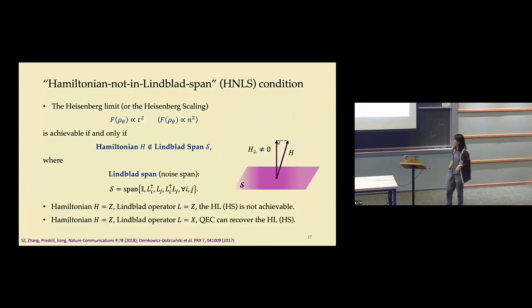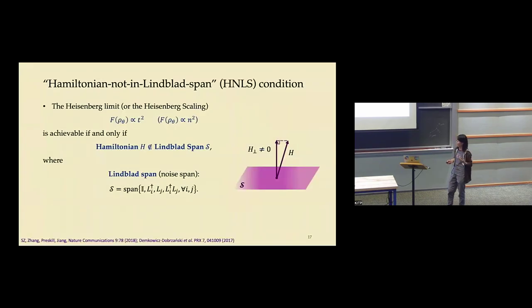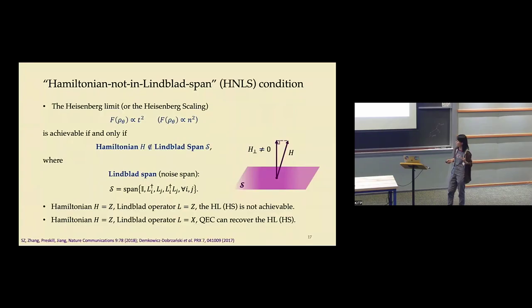So to see a very simple example, again, the single qubit phase estimation case. If your Hamiltonian is a Pauli Z rotation, and then your Lindblad operator is also a Pauli Z rotation, you can easily see that by this condition, the HNLS fails, and you can no longer achieve the Heisenberg limit or the Heisenberg scaling. And what's more important is that even if you have this most powerful control, you cannot get rid of this dephasing noise without jeopardizing the performance of parameter estimation.